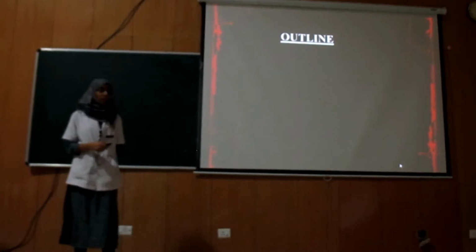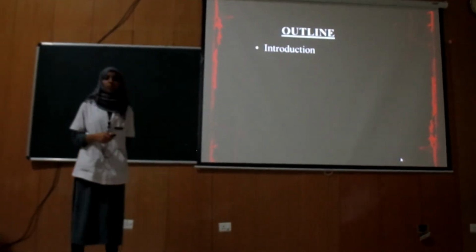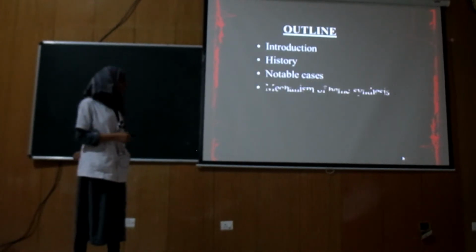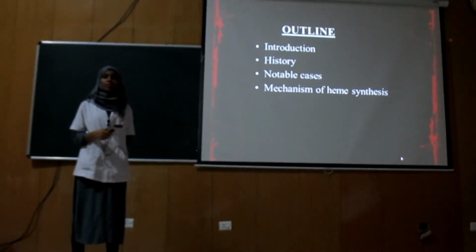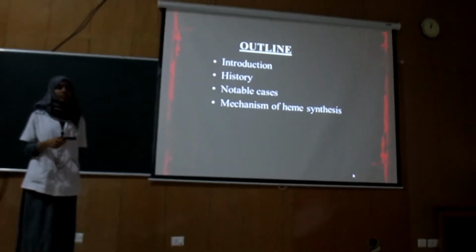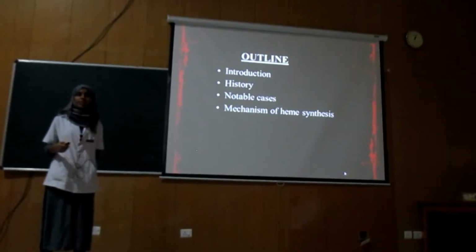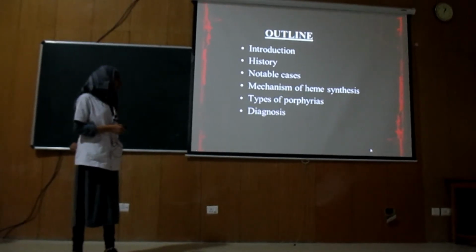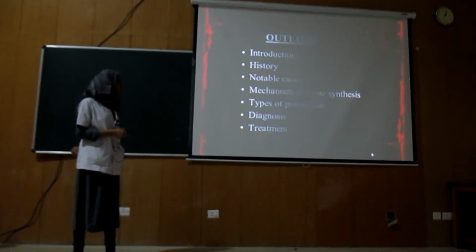This is the outline of the topic. First, we will introduce you to what Porphyrias is, and then the biochemistry will be seen in several cases and the mechanism of heme synthesis, because Porphyria is a disorder related to deficiency of enzymes required for heme synthesis. Then types of Porphyrias, diagnosis and palliative treatment.